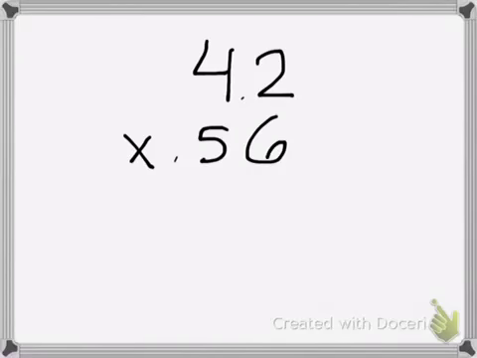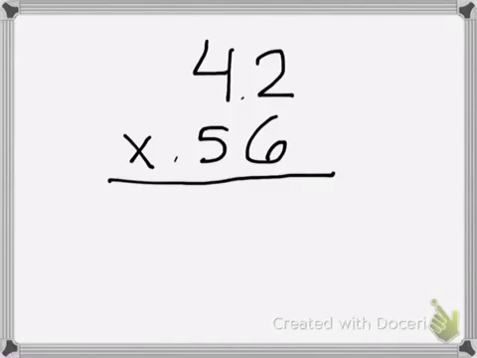This video is going to show you how to multiply decimals using the algorithm method. Our example that we're going to use to do this is 4 and 2 tenths times 56 hundredths. Notice how when I'm going to multiply these decimals, the decimal points don't have to be lined up like they do if I were going to add them or subtract them.